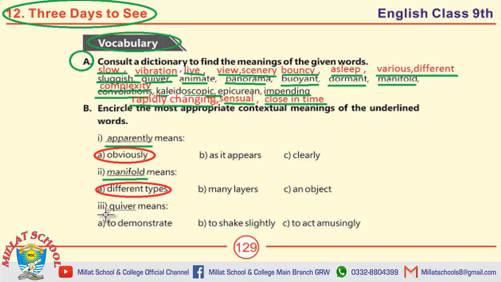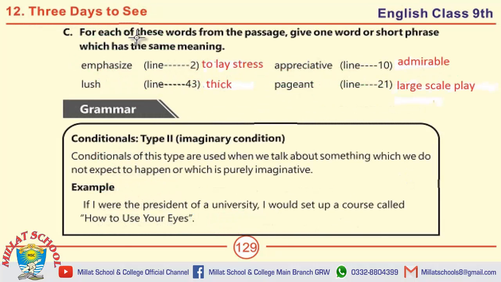Next, number 3, quiver means option A, to demonstrate, option B, to shake slightly, and option C, to act amusingly. And B, to shake slightly, is the right option. Next, C section. For each of these words from the passage, give one word or short phrase which has the same meaning. The first word is emphasize, and the same meaning of emphasize is to lay stress.